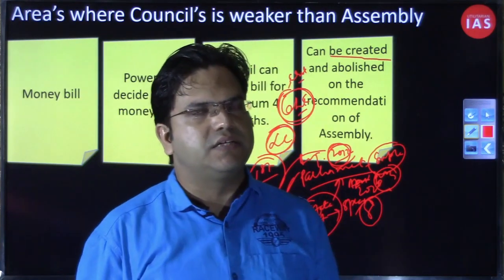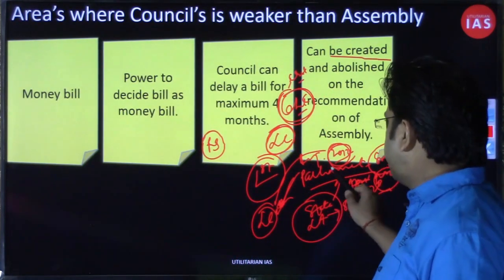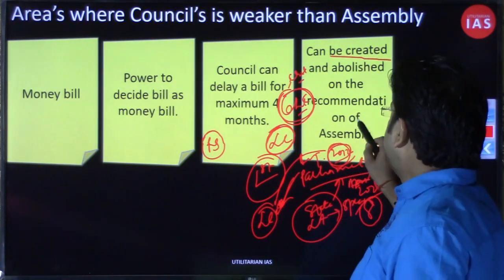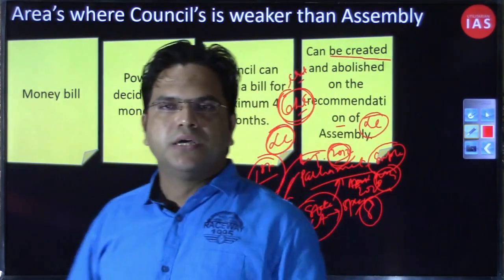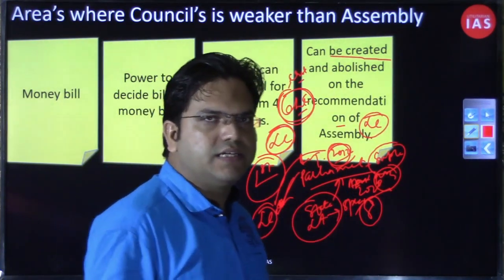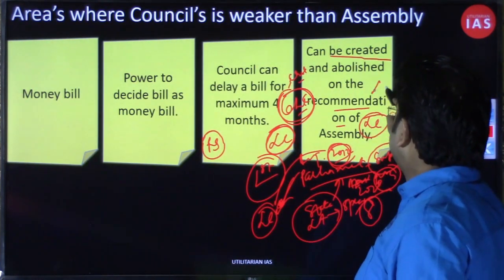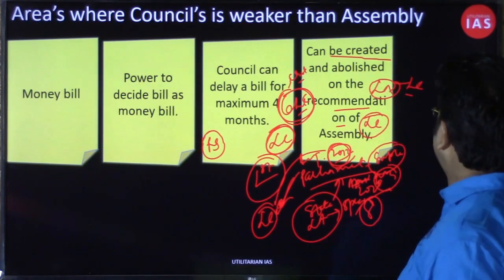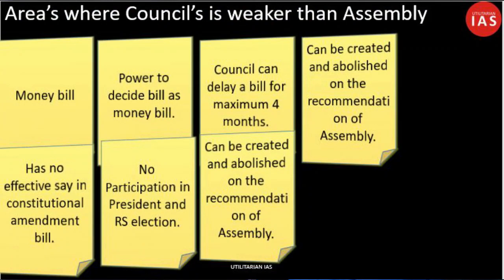Their state legislative assembly can pass the resolution to that effect and send it to the Parliament, and Parliament can abolish that legislative council. So here again, the very existence of the legislative council is incumbent on the will of the legislative assembly. This is a supreme power that the legislative assembly has with respect to the legislative council. I hope you have understood these 4 areas where the legislative council's power is inferior to the legislative assembly.